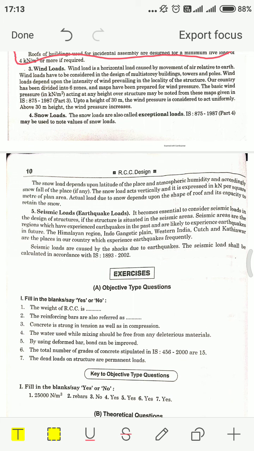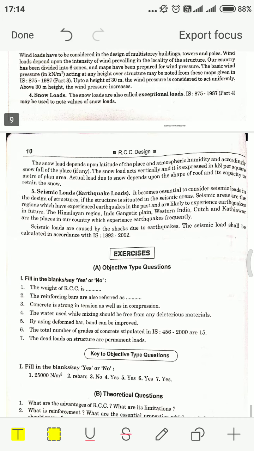It is very important load. It is also called the earthquake load. It becomes essential to consider seismic load in the design of the structure, if the structure is situated in the seismic area, the region which have experienced earthquake in the past and are likely to experience earthquake in the future. The Himalaya region, Indo-Gangetic Plain, Western India, Kutch are the places in the country which experience earthquakes frequently.